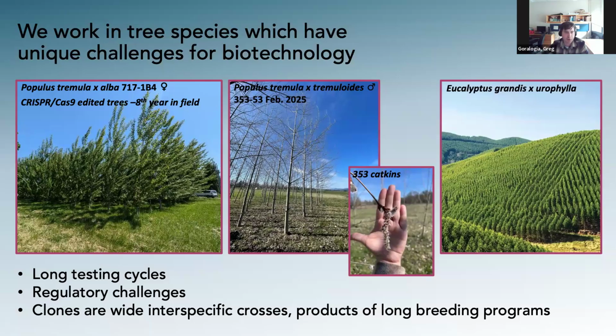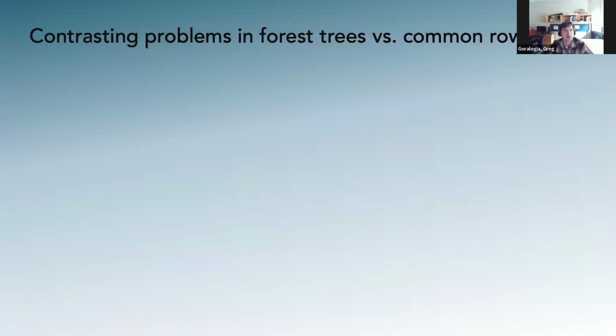And these have a lot of problems for biotech, really long testing cycles. In the middle here, I think, are the first CRISPR-edited trees. They're in year 8 in the field, and we edited floral traits, and it's the first year that we're actually getting data. But these are usually wide interspecies crosses, long breeding programs, and clones with lots of regulatory problems.